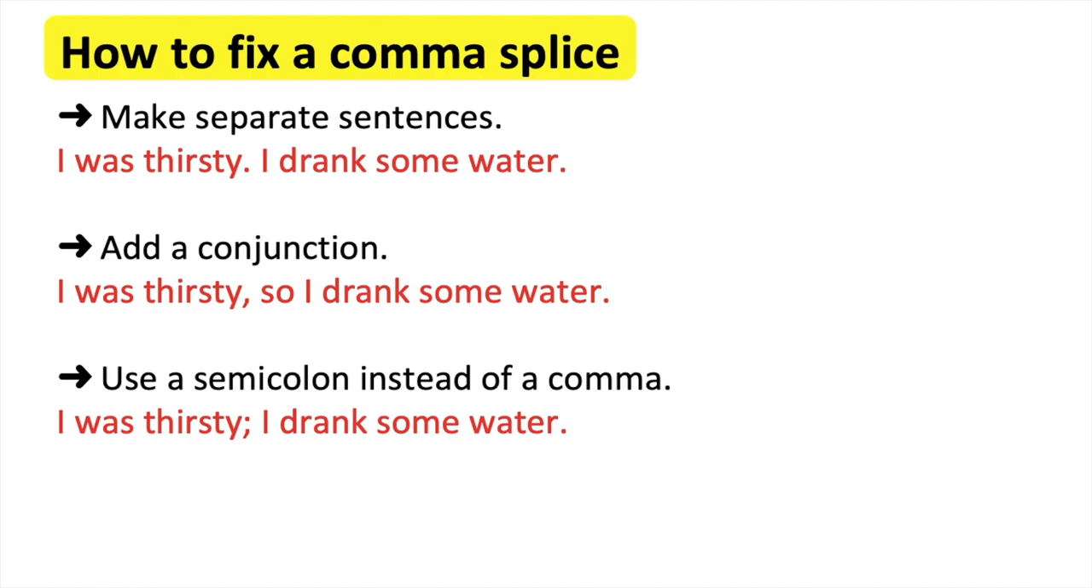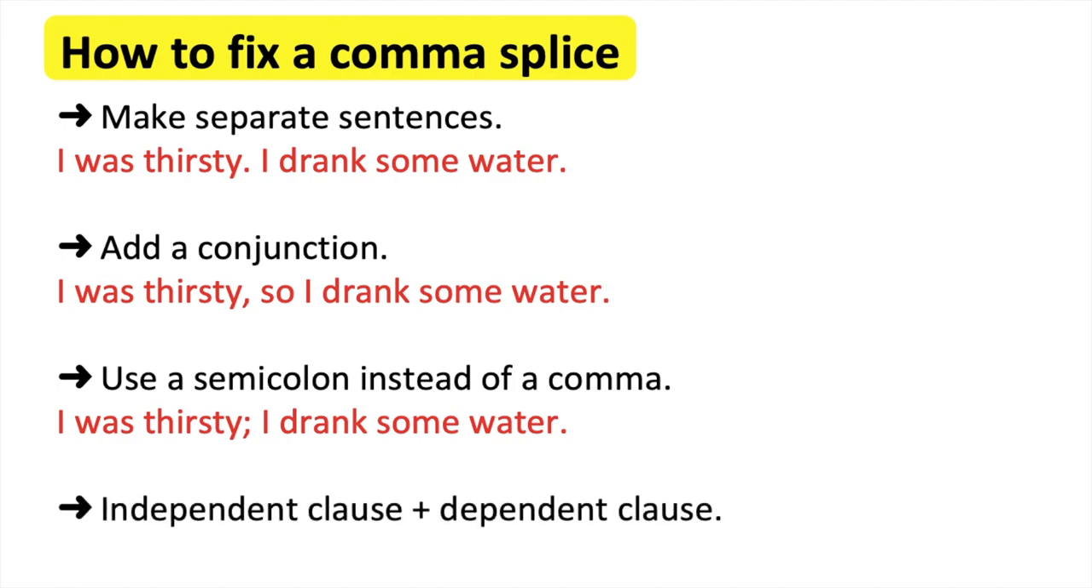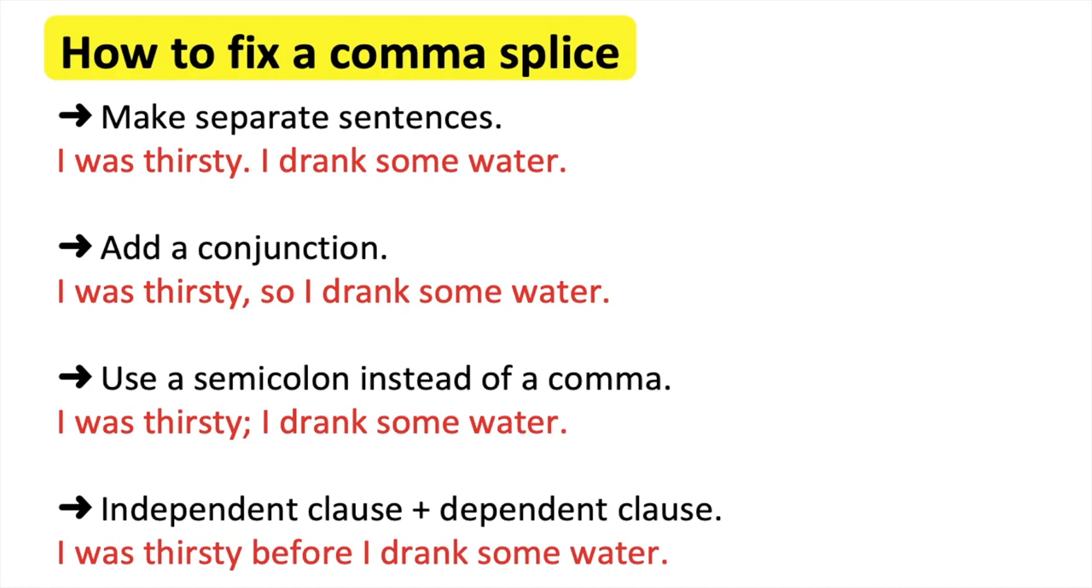The last way to correct a comma splice is to make one of the clauses dependent. So we'll have an independent clause followed by a dependent clause. Remember that an independent clause makes sense on its own, and a dependent clause doesn't. The clauses are joined by a subordinating conjunction. For example, "I was thirsty before I drank some water." There are many different types of subordinating conjunctions. For example, after, before, because, even though, since, etc.